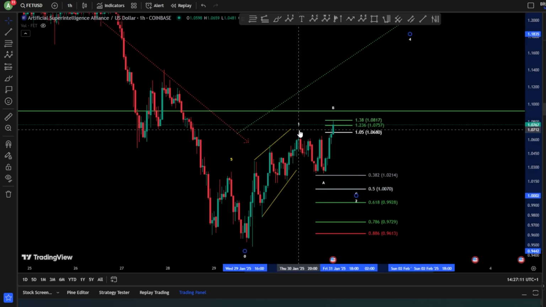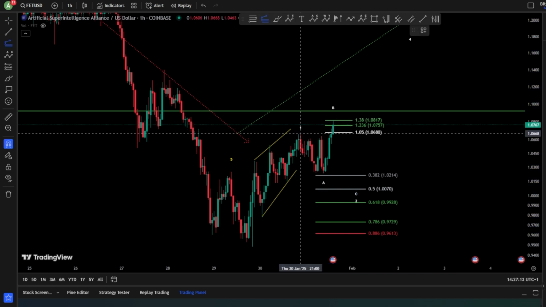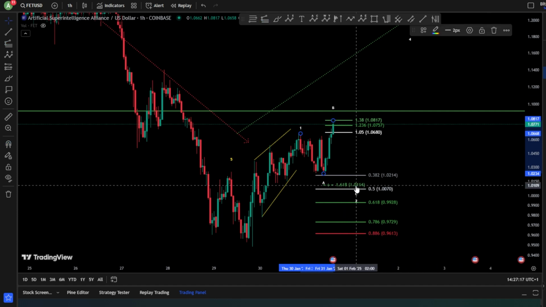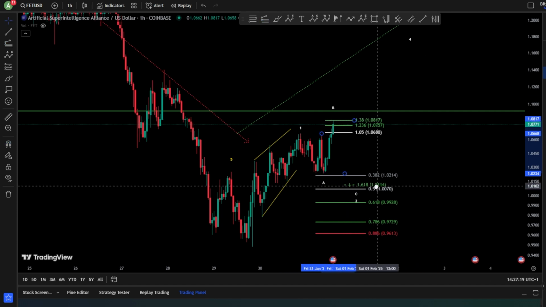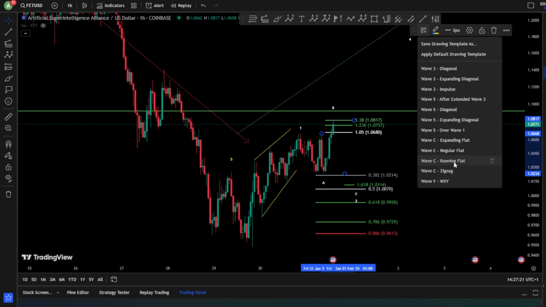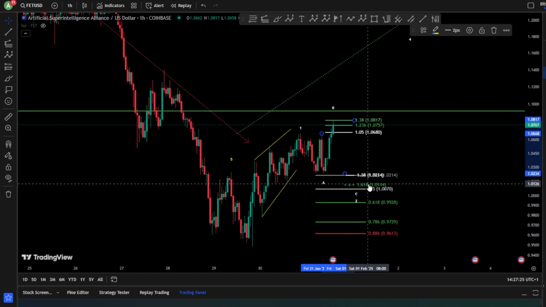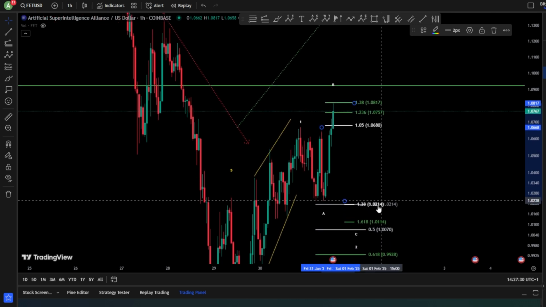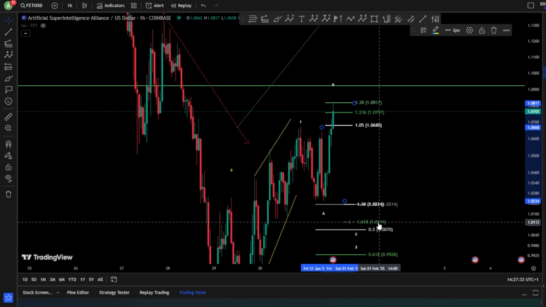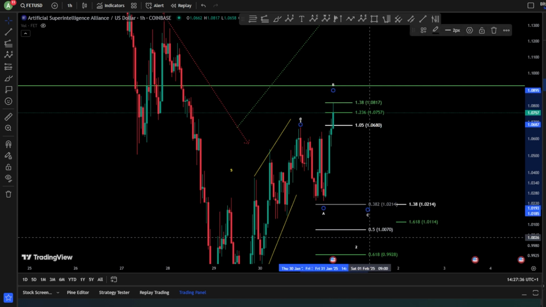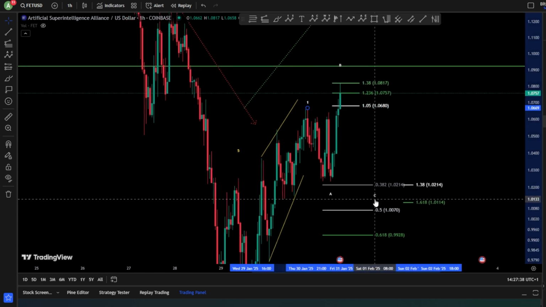In case this happened, let's see the confluence target between this wave B and the 1.618, as well as an expanding flat wave C. Here we go. 1.38 and 1.618. You see the 1.38 is in perfect confluence with the 0.38 fib level for a wave 2. So that is very, very possible to happen, guys.